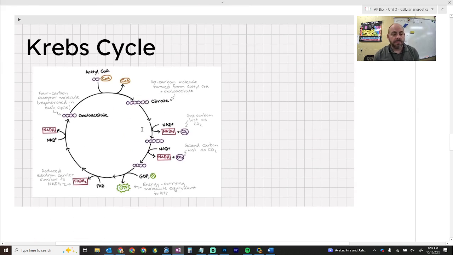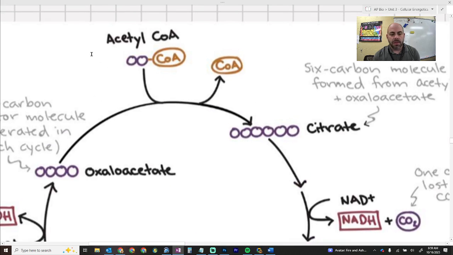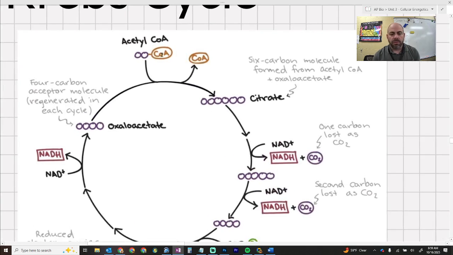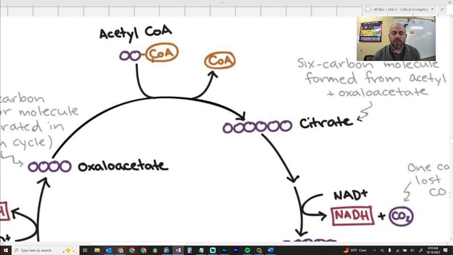Here's the Krebs cycle. So remember we talked about glycolysis making 3-carbon molecules. Well, notice up here, only 2 carbons get on the Krebs cycle, right? And that's because one of those carbons has already been given up during pyruvate oxidation. I don't think we'll talk about it more, actually.